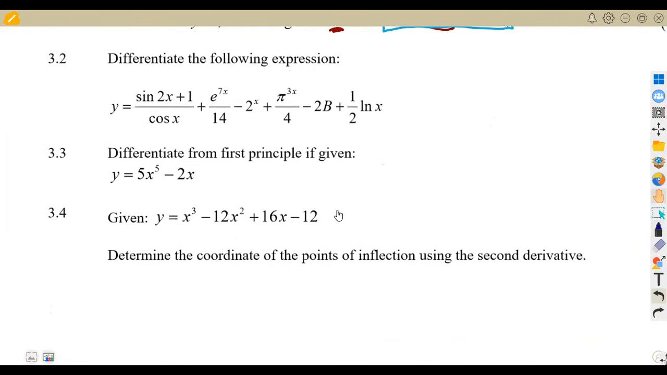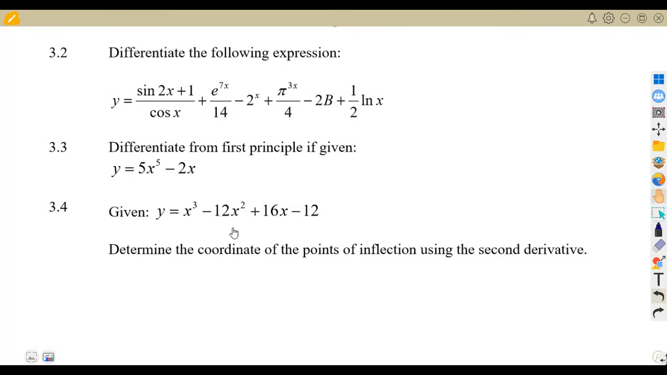All right. Then we have a question, 3.2, to differentiate the following expression. Whenever you're given these expressions, or this typical question of this nature, what you just need is to rewrite each and every part in the form.